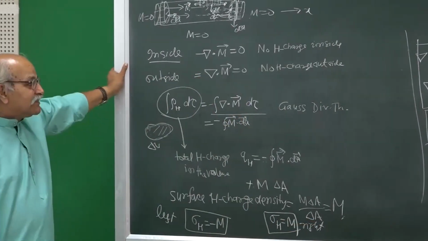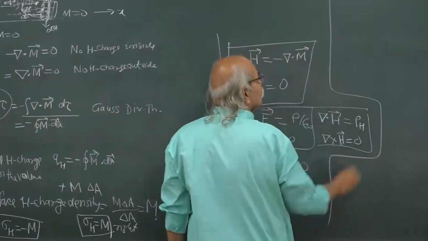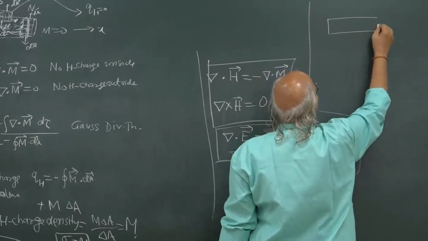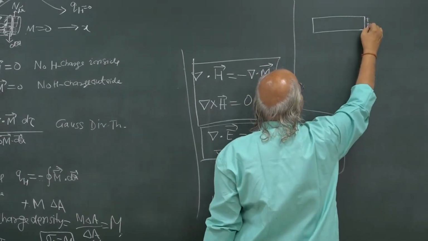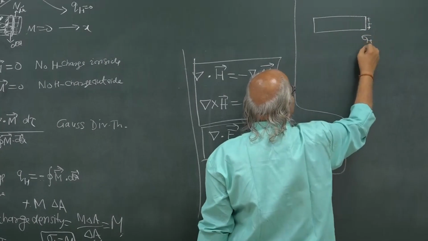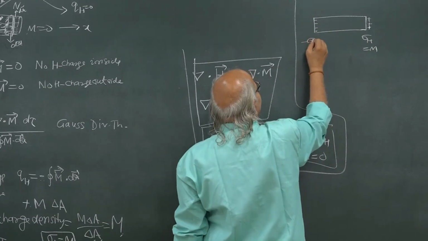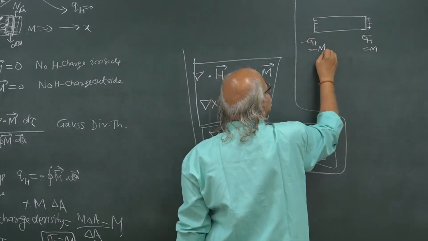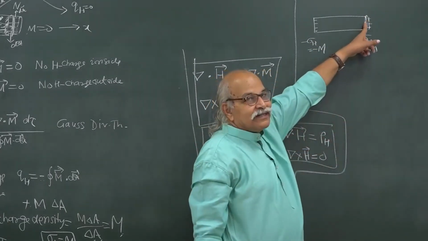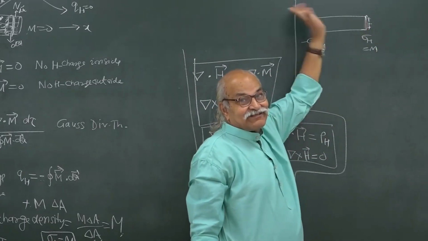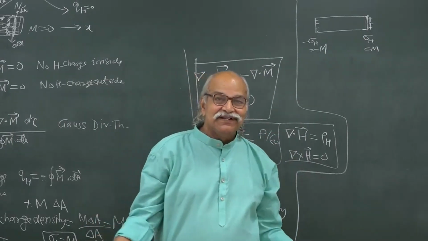So our magnet, I write this as having a positive surface charge density here, sigma h, which is m, and a negative surface charge density here, minus sigma h, that is minus m. And this whole thing is delta A, so the total charge will be this multiplied by delta A. This is all H charge. Now I am ready to give you H field, B field, whatever you want.